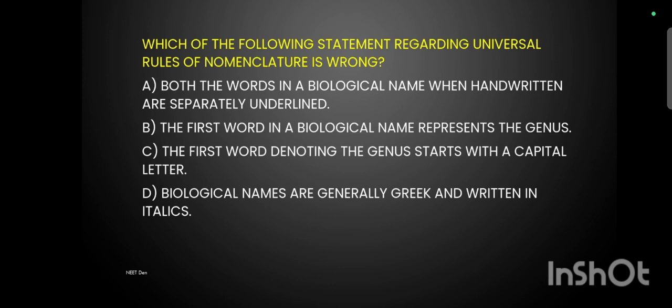Question, which of the following statements regarding universal rules of nomenclature is wrong? Statement A, both the words in a biological name when handwritten are separately underlined. Option B, the first word in a biological name represents the genus. Option C, the first word denoting the genus starts with a capital letter. Option D, biological names are generally Greek and written in italics.